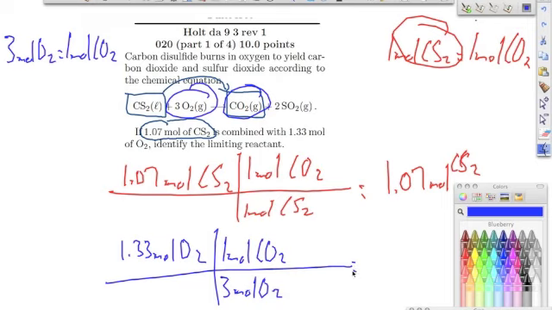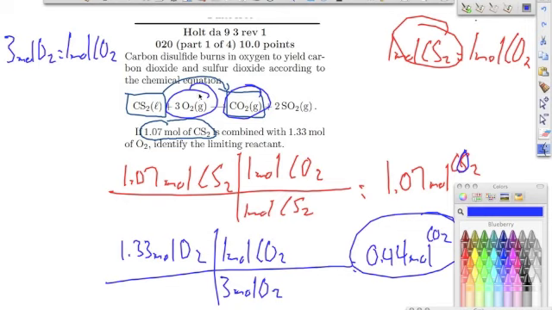And what we see will happen is we have 1.33 times 1 all divided by 3, and we should get 0.44 moles of CO2. And we see that oxygen produces less, and our limiting reactant will always produce less of our product. So when we're working number 20, our limiting reactant is going to be oxygen, because the limiting reactant always produces less.